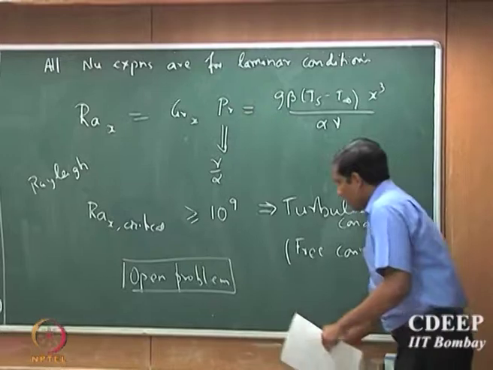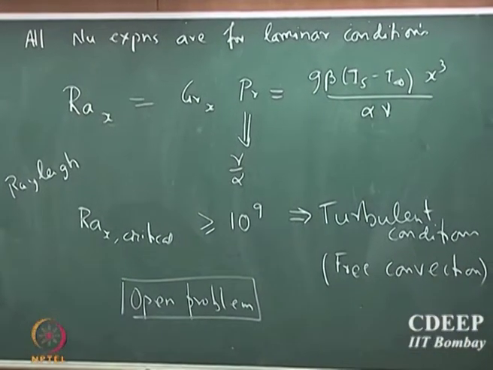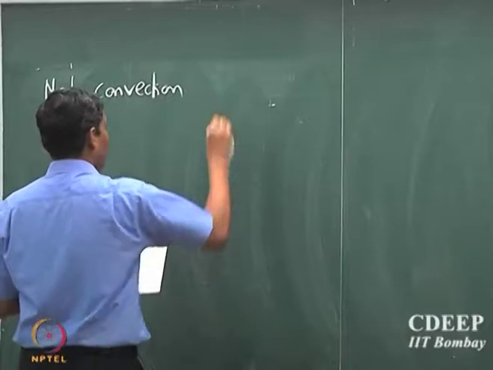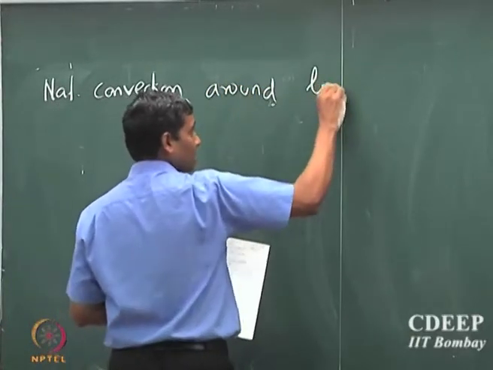Okay. Alright, so we will switch to another geometry for free convection. With that, we will finish today's lecture. So, this is natural convection around cylinders.